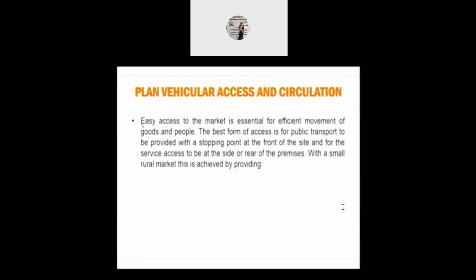Plan vehicular access and circulation. Easy access to the market is essential for efficient movement of goods and people. The best form of access is for public transport to be provided with a stopping point at the front of the site, and for service access to be provided at the side or rear of the premises. With a small rural market, this is achieved by providing an access road to one side of the market.